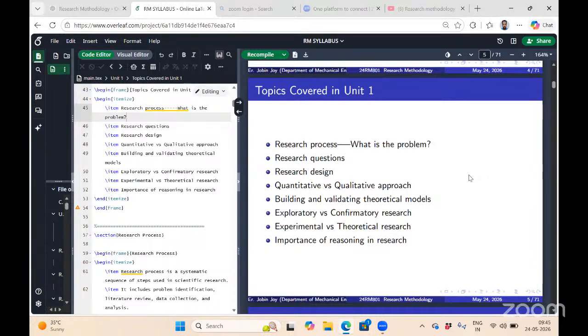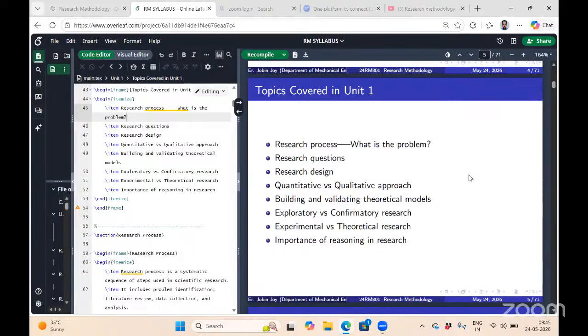For example, studying automation in industries, or investigating student performance, analyzing robot efficiency, research on renewable energy, smart manufacturing analysis, etc. So, research questions. First of all, I have already mentioned what are the steps involved in the research process. First of all, you have to identify what is your problem, then conduct a literature review, and then after that, you have to frame research questions, the objectives.